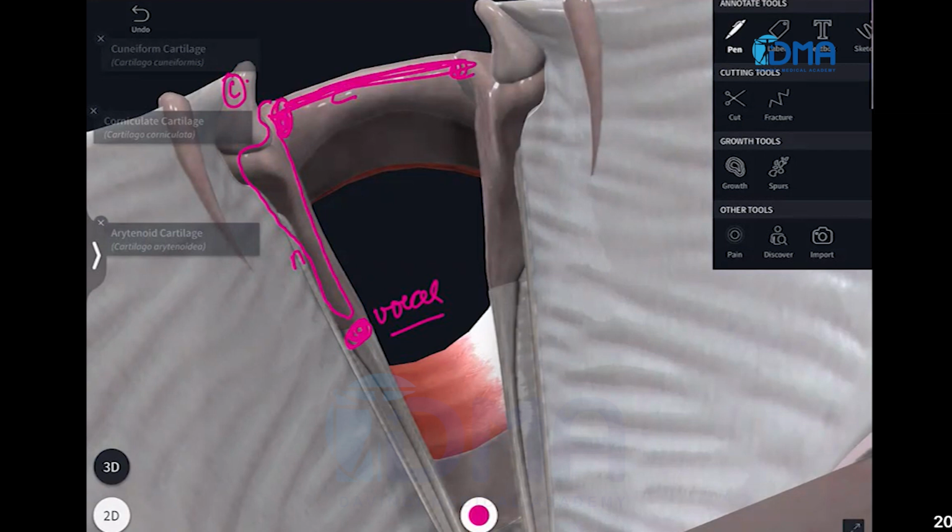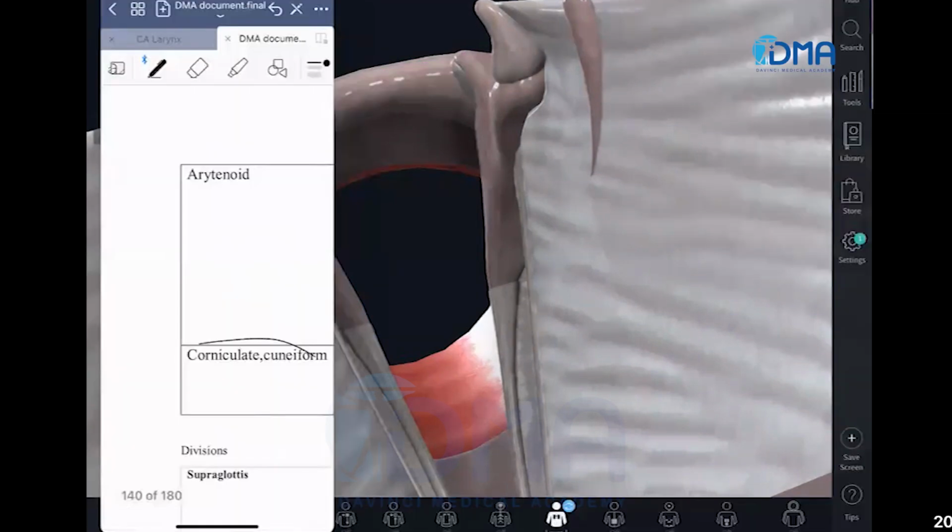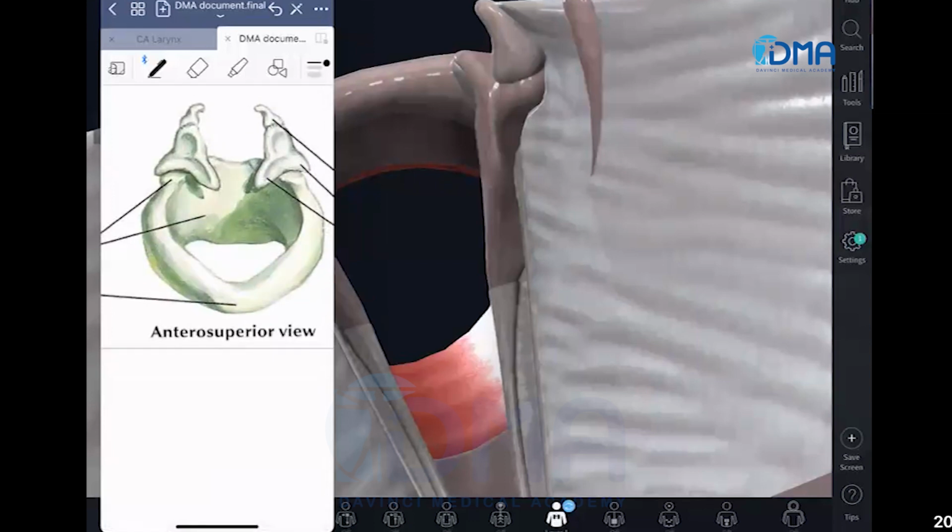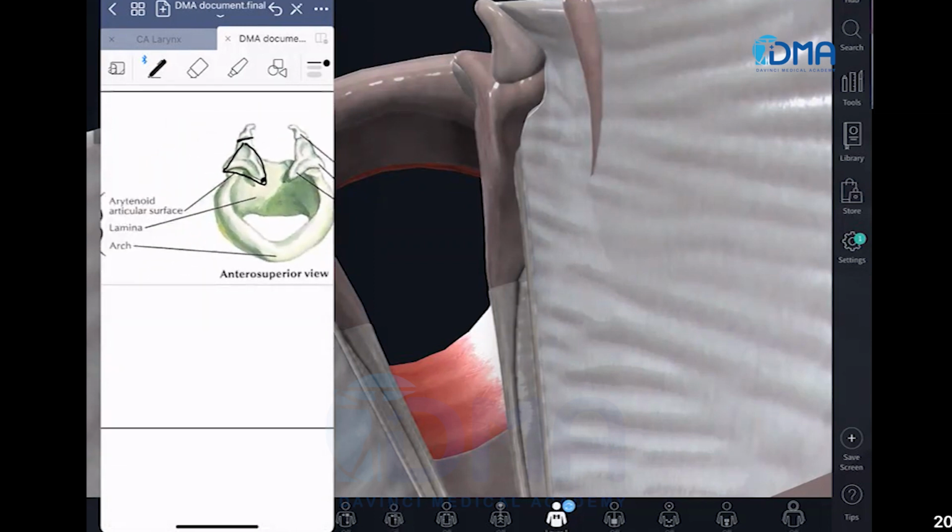I'll again show in another view. So arytenoid cartilage. Now can you say this is a pyramidal shape? Superiorly, corniculate gets attached. Inferiorly, we are having two processes. One process is vocal process, another process is muscular process.